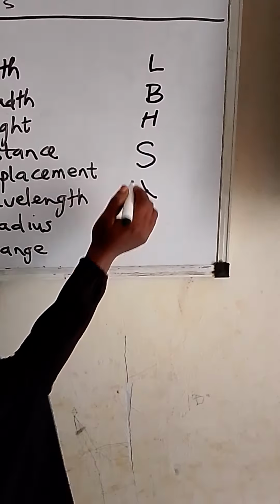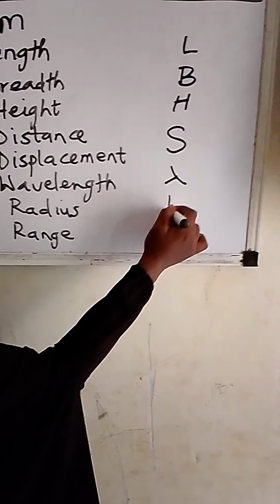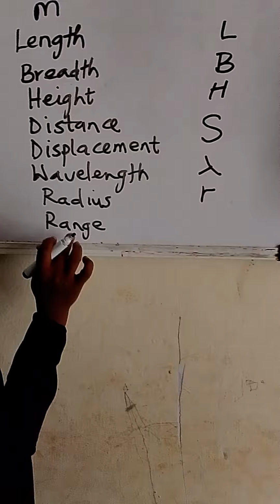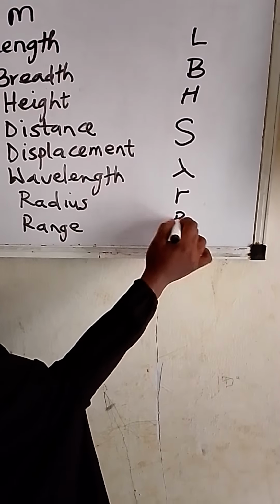Wavelength, we use lambda to represent it. Radius, we use small letter r to represent it. And lastly, range, we use capital letter R to represent it.